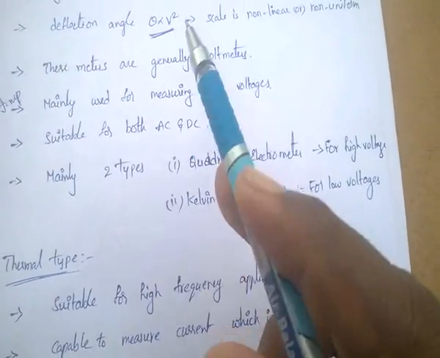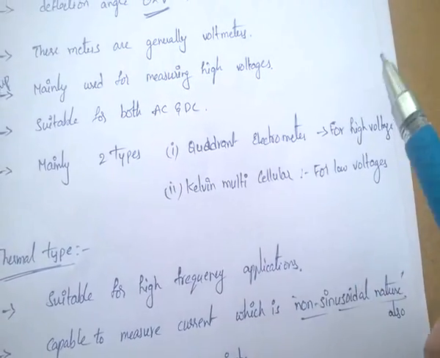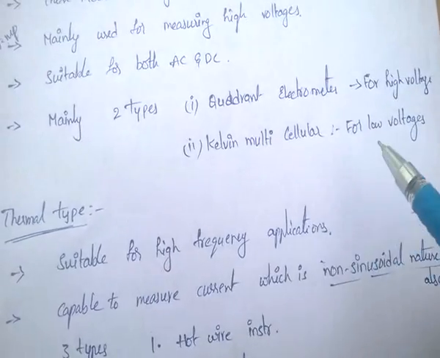There are mainly two types of electrostatic instruments: quadrant electrometers and Kelvin multicellular. Quadrant electrometers are used for high voltages and Kelvin multicellular is used for low voltages.